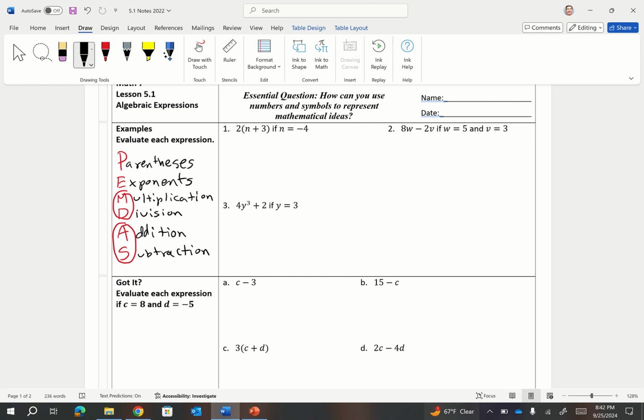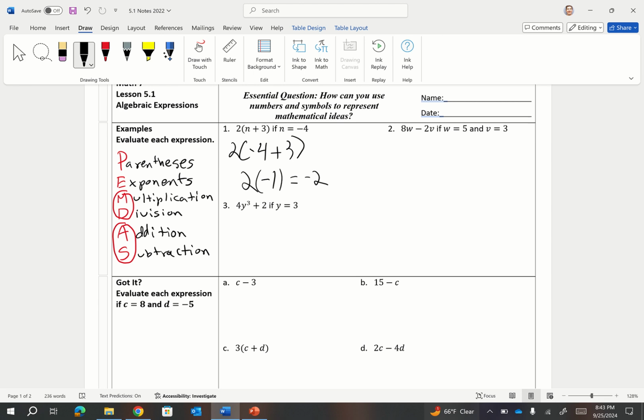So on each one of these problems, there's going to be a value for our variable. So this one says n equals -4. We'll substitute -4 for n. So now my expression says 2 times the quantity of -4 plus 3. So I've got parentheses here. I can solve that first. -4 plus 3 is -1. And now I still have to multiply that by 2.